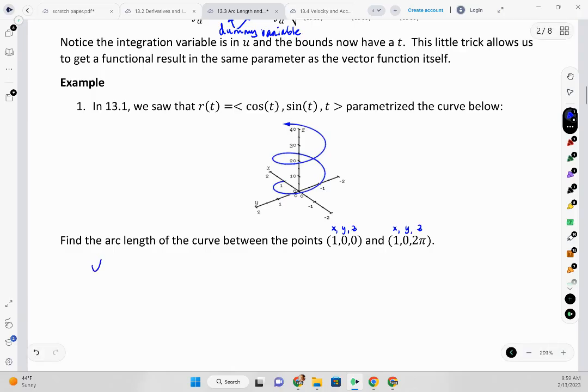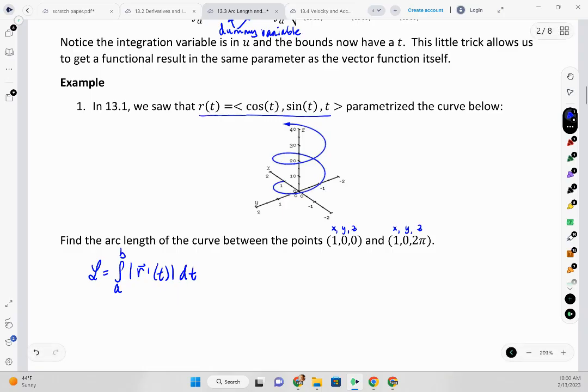So the very first thing I would recommend is write down the formula first. L is going to be the integral from a to b of the magnitude of r prime of t dt. Always write down your formula first, because once you see that, you can find out, oh, I need to figure out a few things, and those are the things I need to plug in.